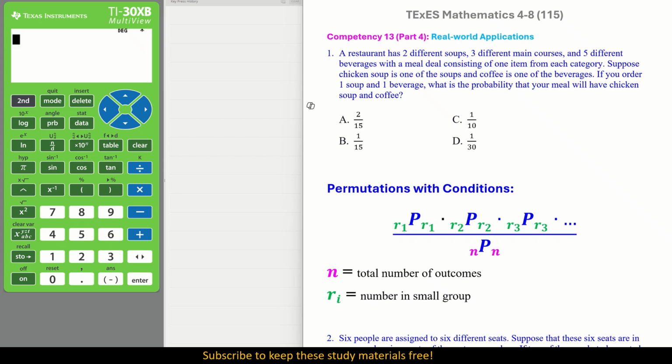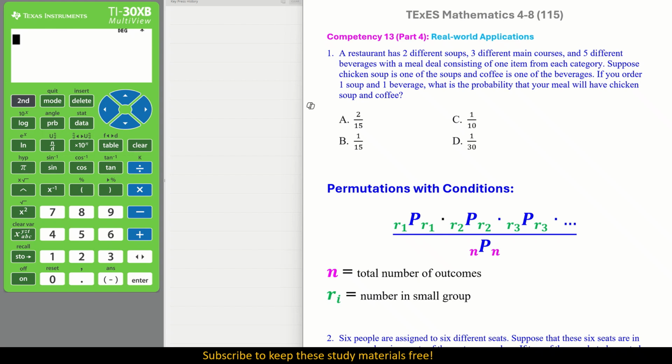Number 1, a restaurant has 2 different soups, 3 different main courses, and 5 different beverages with a meal deal consisting of one item from each category. Suppose chicken soup is one of the soups and coffee is one of the beverages. If you order one chicken soup and one beverage, what is the probability that your meal will have chicken soup and coffee? Okay, this often throws people because of the wording.